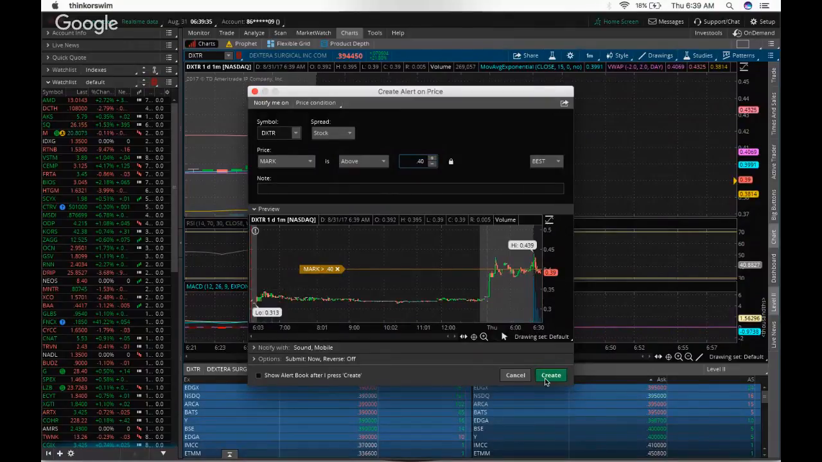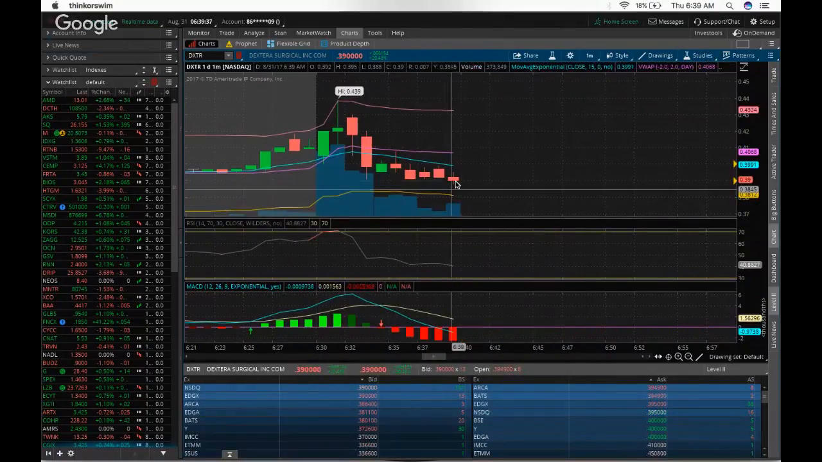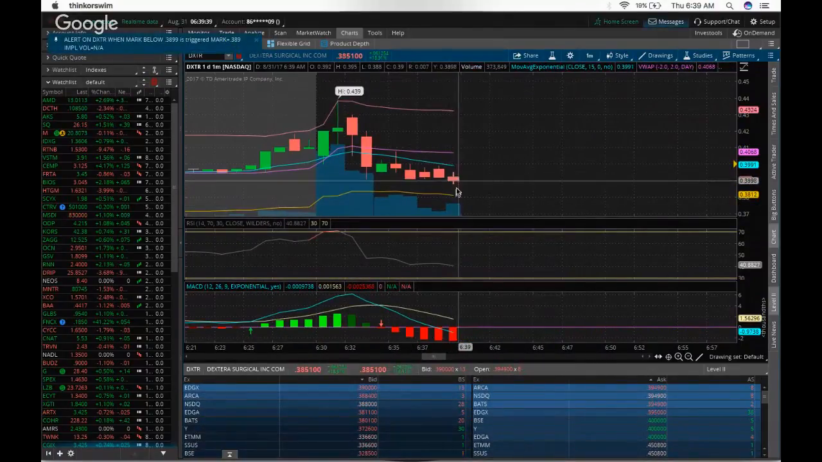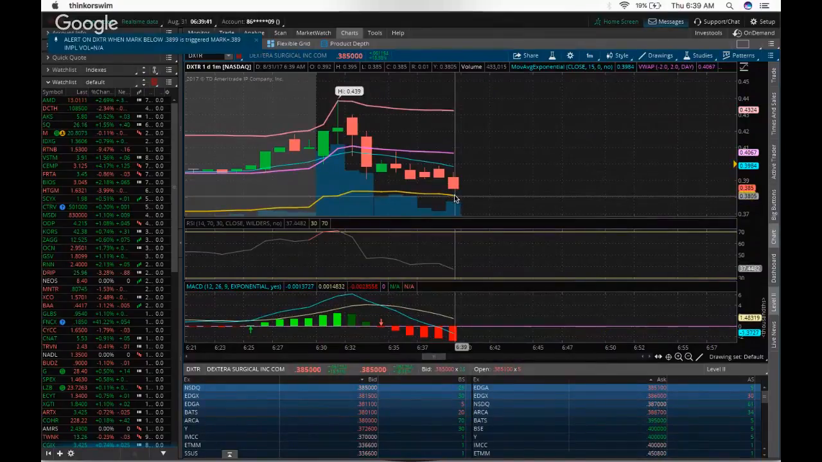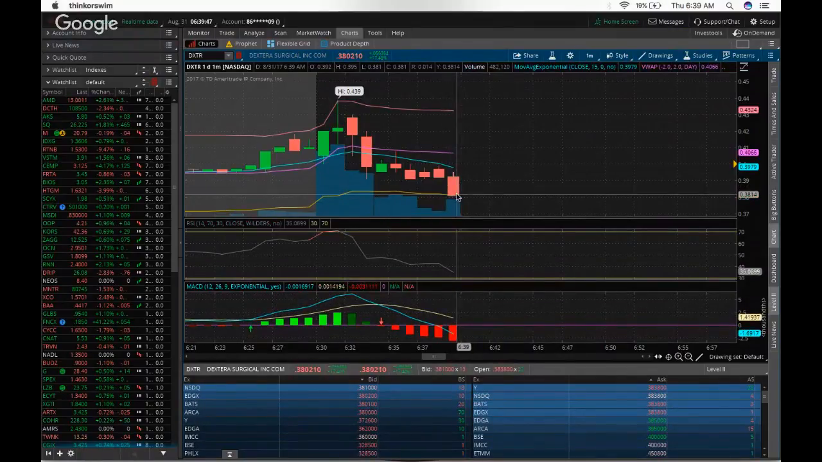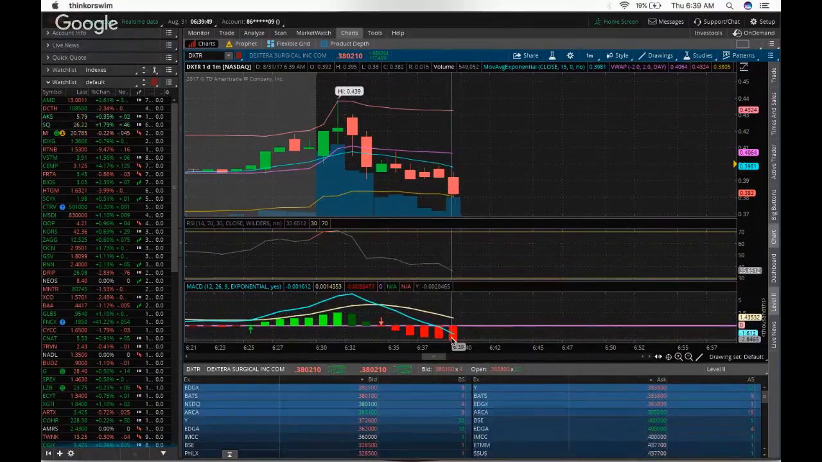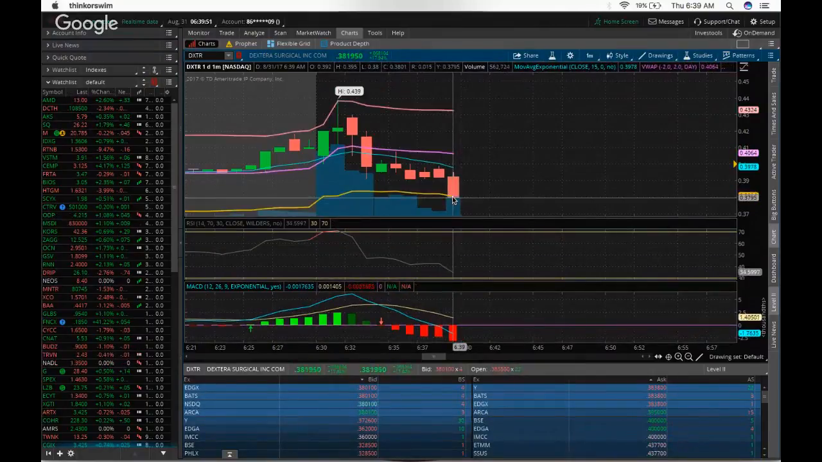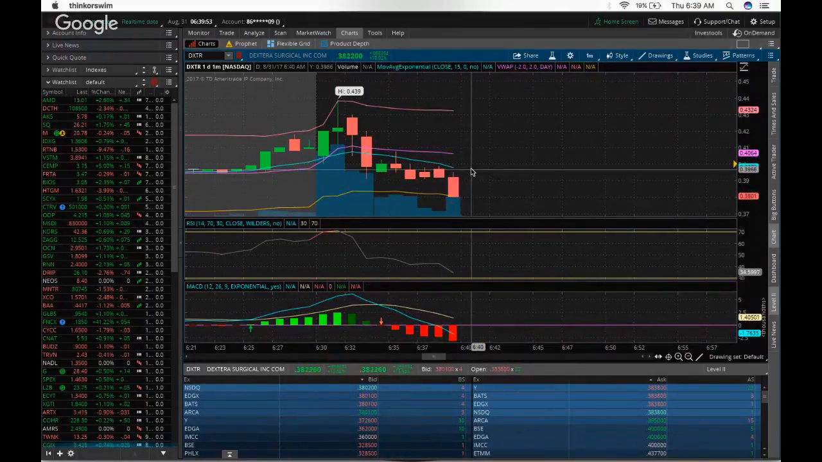Boom. There it goes. Just broke support, and there's the pullback. As you can see, the MACD indicator just made a new low. Will it bounce off the VWAP? Let's go ahead and see.